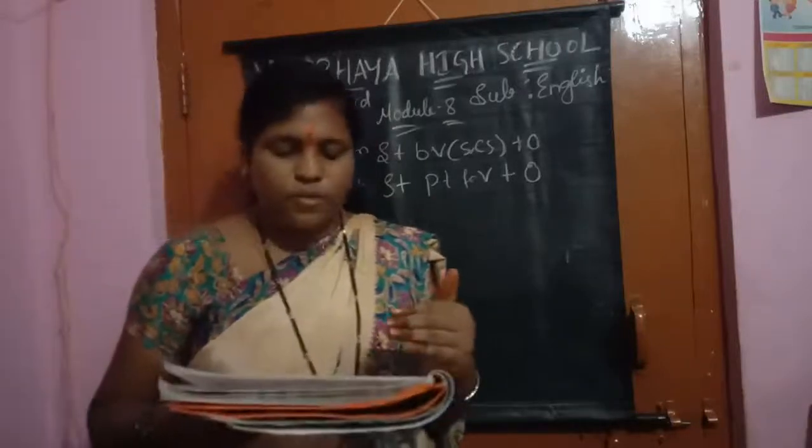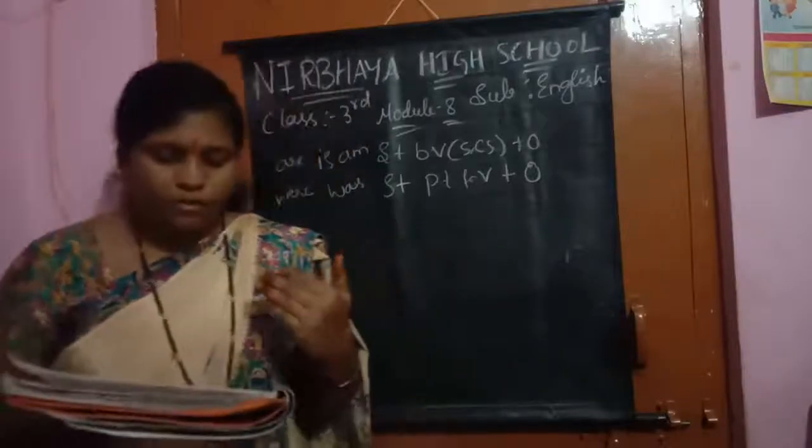And irregular forms of verbs are what? Come, came. Find, found.